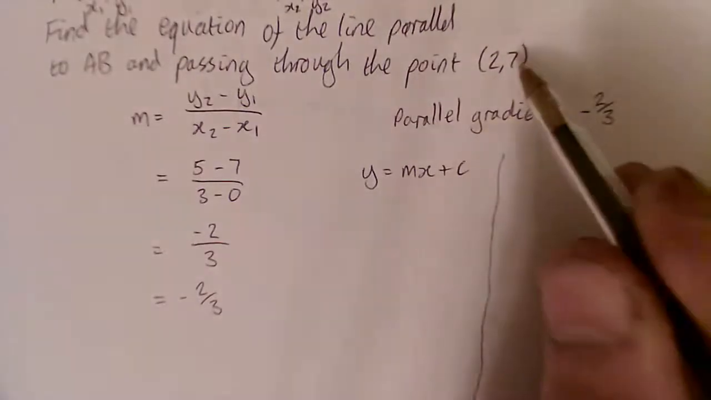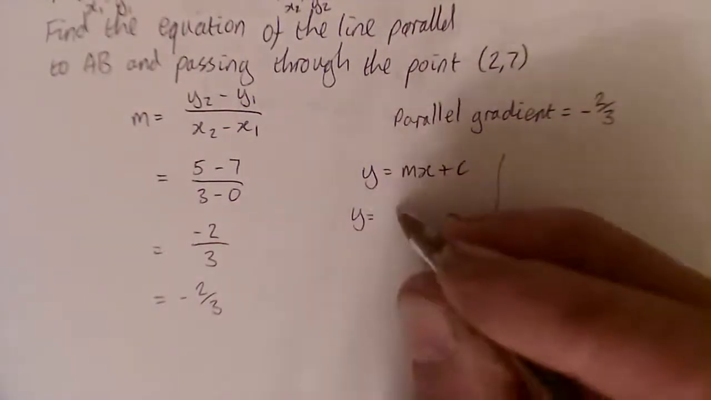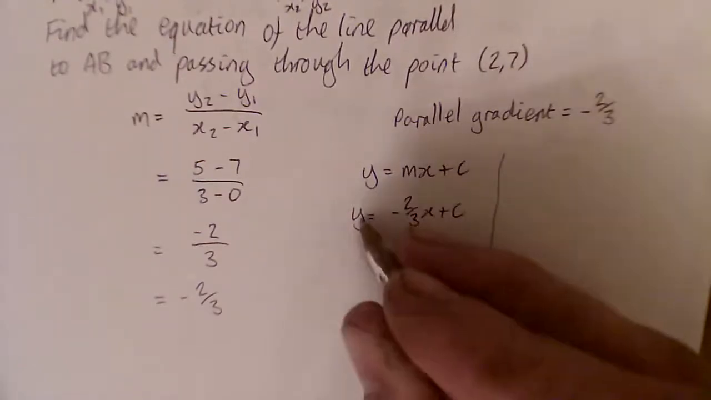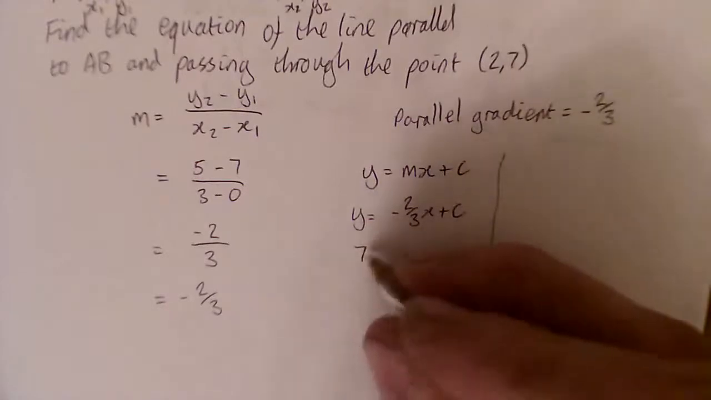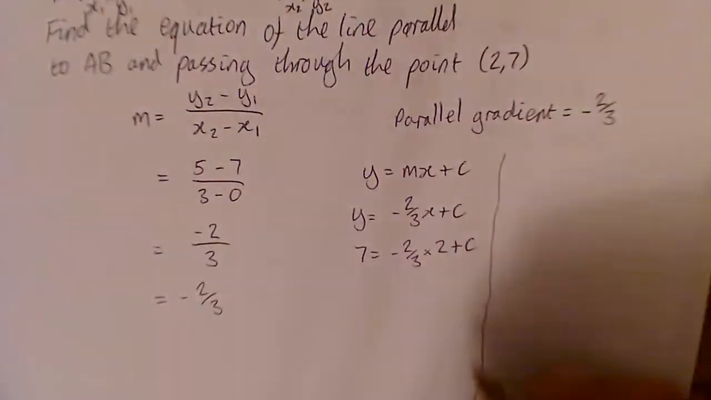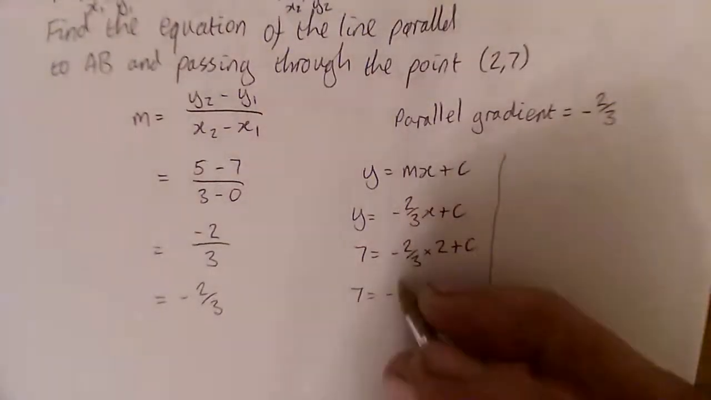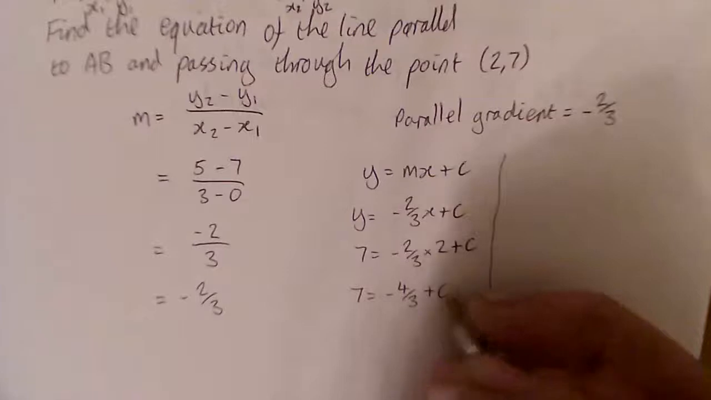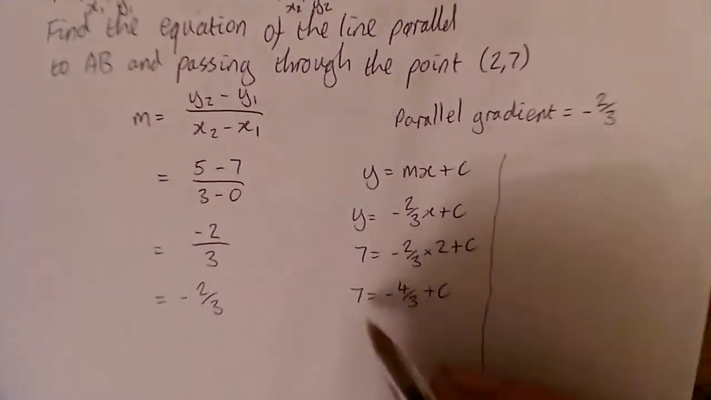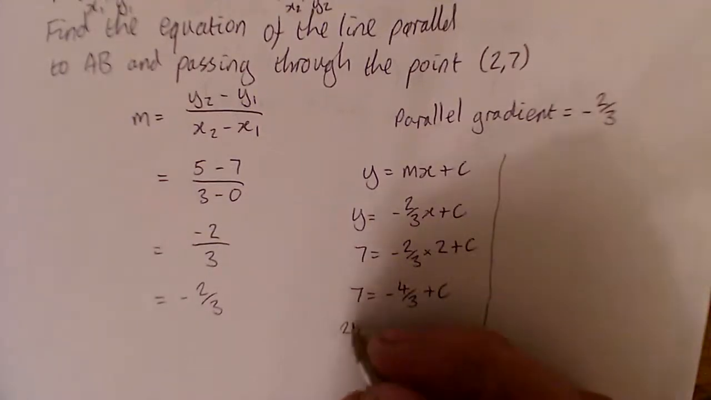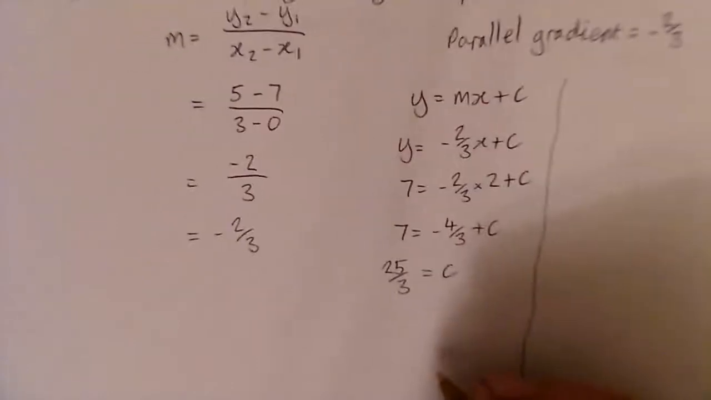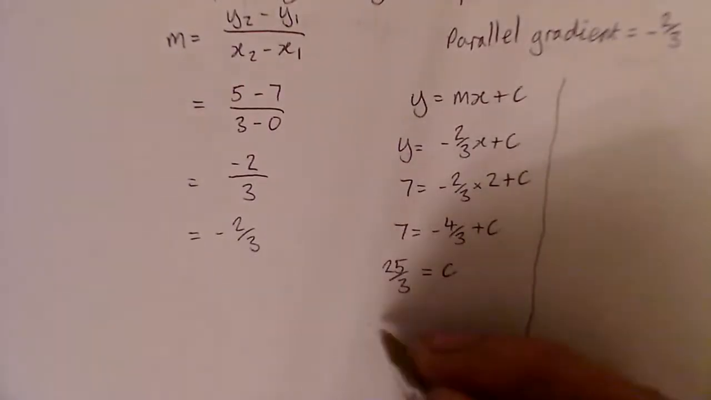Putting our numbers in, y equals minus 2/3 x plus c. Putting our y as 7 and x as 2, 7 equals minus 2/3 times 2 plus c. That's 7 equals minus 4/3 plus c. Adding our 4/3 to this side, 7 is 21 over 3, so altogether we have 25 over 3 for c. Remember, finish off by writing that line equation. Don't just leave it like this.